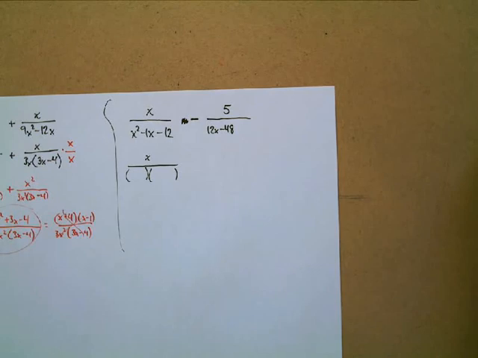Negative 3 and positive 4? Close. Negative 3 and positive 4 would make negative 12, but that's going to add to make a positive 1. We need it to be a negative 1. Just switch your sign. Switch the sign. There it is. Okay. So yeah.